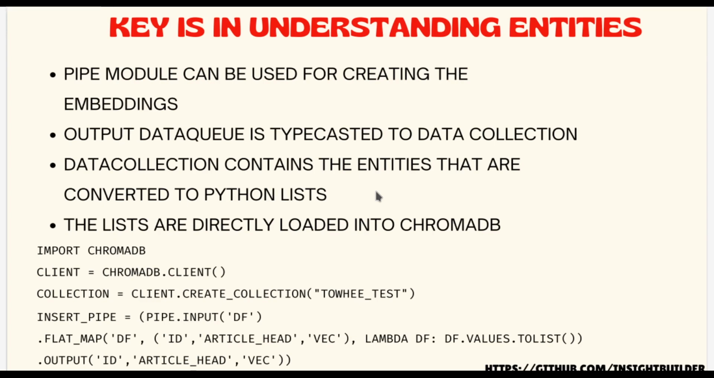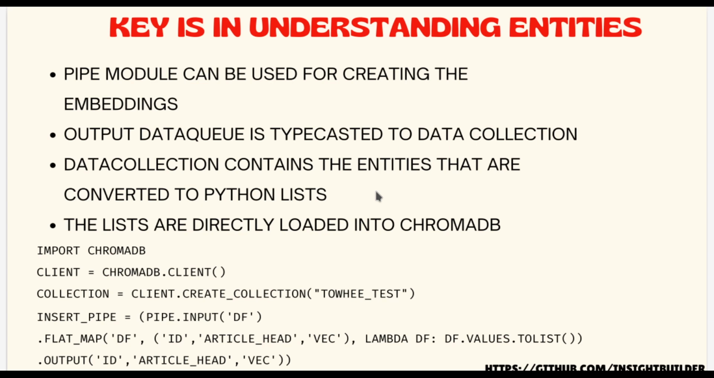The pipe module that you will be working on, if you have followed my videos, you would have seen that the pipe module has very good control over the data, that is the columns or the data that is getting processed by the various pipe nodes, and it actually gives the output as a data queue object. This data queue object is kind of an iterator. This data queue object can be typecast to a data collection, and once the data collection is created, we can access the actual real data inside the data collection using the entities. We'll be seeing this step by step in this video.